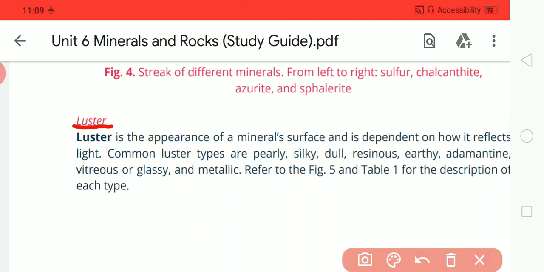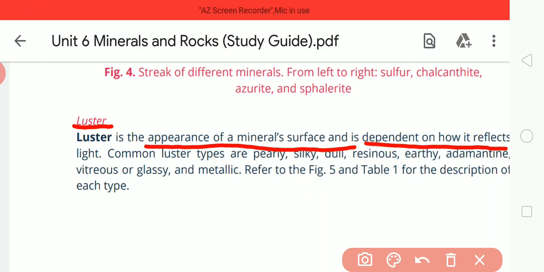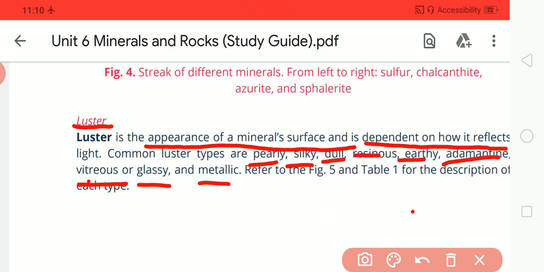Luster is the appearance of a mineral surface and is dependent on how it reflects light. Common luster types are pearly, silky, dull, resinous, earthy, adamantine, vitreous or glassy, and metallic. In other words, luster refers to the radiance, the glow, the brightness or the shininess of a certain type of mineral. In other words, ito yung kinang ng isang mineral.